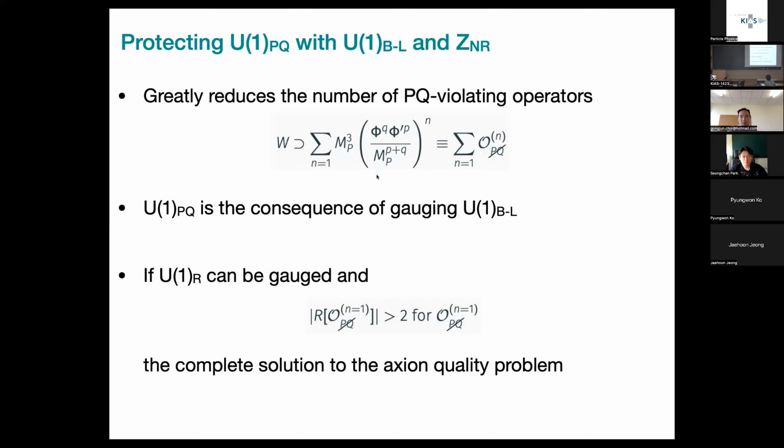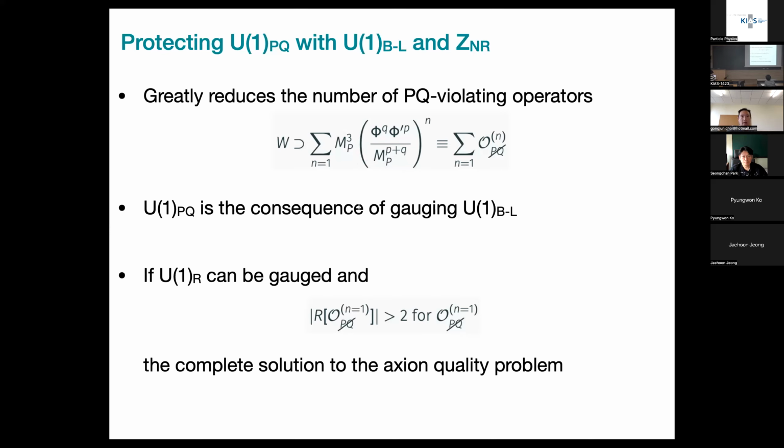where the U(1)_{B-L} charge is zero, okay? I told you phi carries P, phi prime carries minus Q. So therefore, this combination respects U(1)_{B-L}. And only powers of this expression can be in the superpotential, in a supersymmetry model, as a higher dimension operator. You only need to focus on this kind of operators as dangerous operators that may make extra contributions to the axion potential. So this setup greatly reduces our task in the axion quality issue. In this way, we can understand the Peccei-Quinn symmetry as a consequence of gauging U(1)_{B-L}.